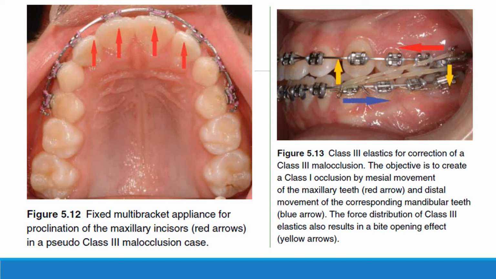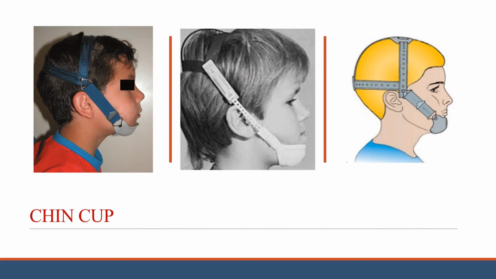Another variation is a so-called 2-4 appliance comprising bands on the maxillary first permanent molars and brackets on the 4 maxillary incisors. It was concluded that both removable and fixed appliances presented high success rates, demonstrated good long-term stability, and were well accepted by the patients. Treatment in early adolescence.